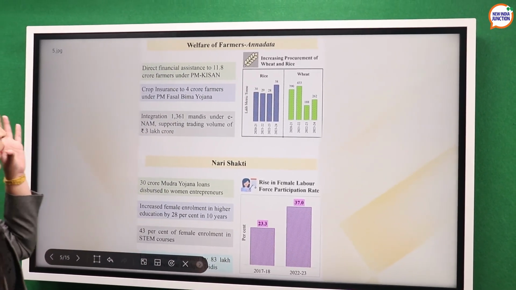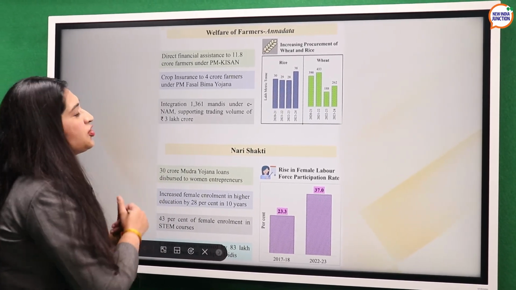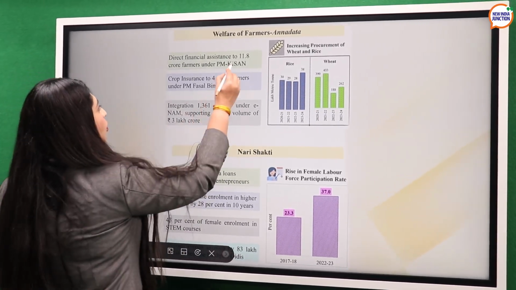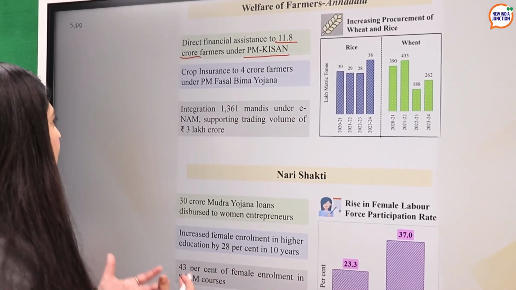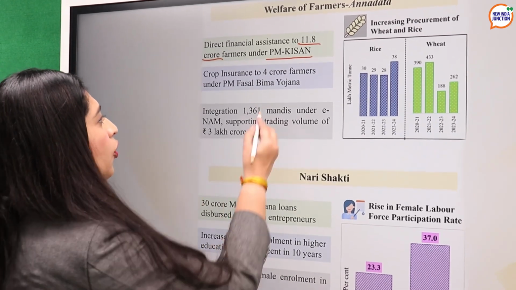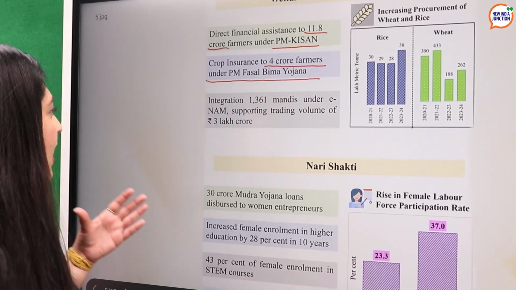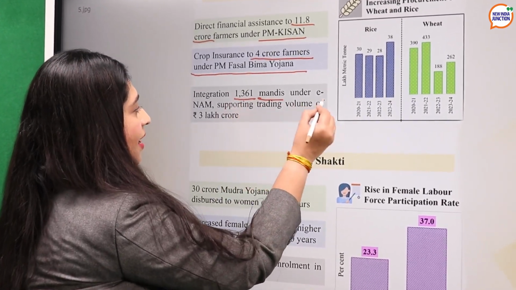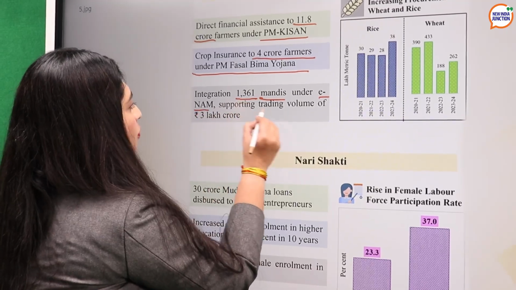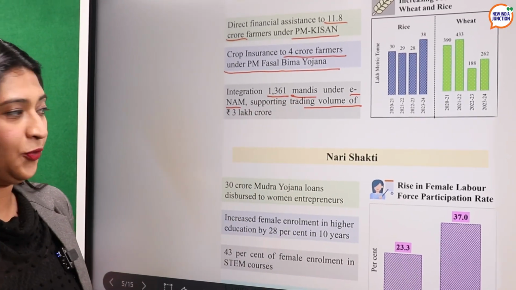Now let's look at the welfare of farmers, Annadata. So direct financial assistance to 11.8 crore farmers under PM Kisan Yojana. Then crop insurance to 4 crore farmers under PM Fasal Bima Yojana. Then integration of 1361 mandis under e-NAM, supporting a trading volume of rupees 3 lakh crore.